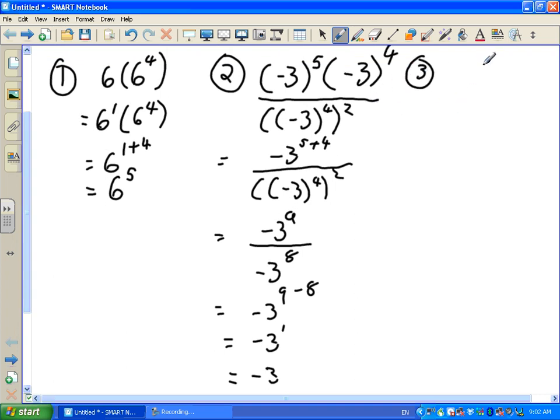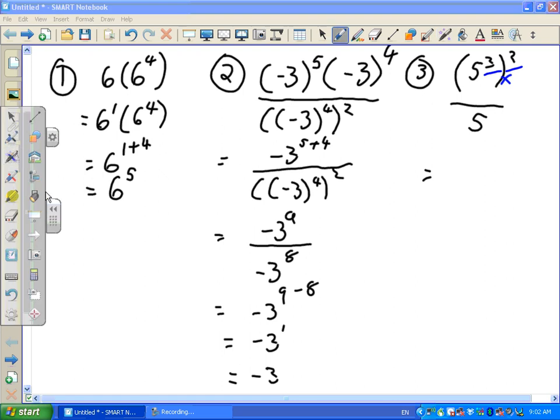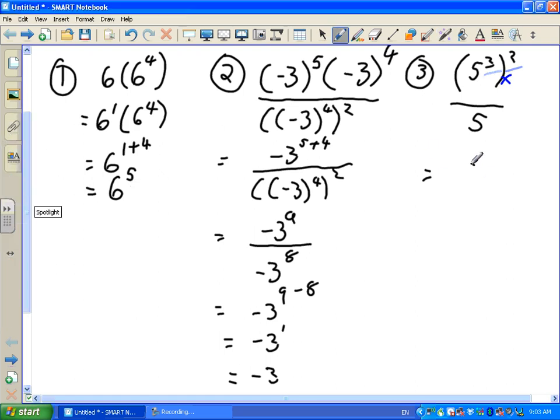Question 3 says 5 to the power of 3 to the power of 2 divided by 5. First we'll deal with the top. Again, we have a power of a power. So that means we need to multiply those 2 exponents together. So we're going to get base 5, 3 multiplied by 2, divided by 5.